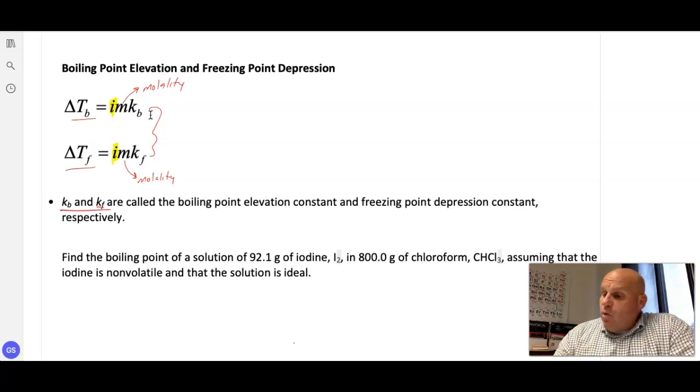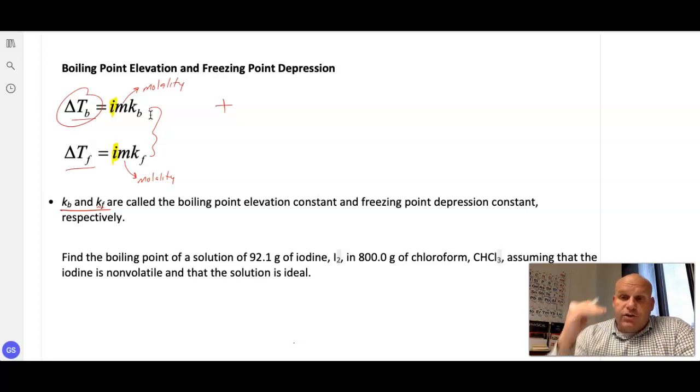Okay, now one quick note here that you're calculating the change, you're not calculating the new boiling point or new freezing point temperature. Okay, so if the question is asking for the temperature, you need to add the change, right, because it's boiling point elevation, so the solution's boiling point will be higher, or you need to subtract the change in freezing point because it's freezing point depression.